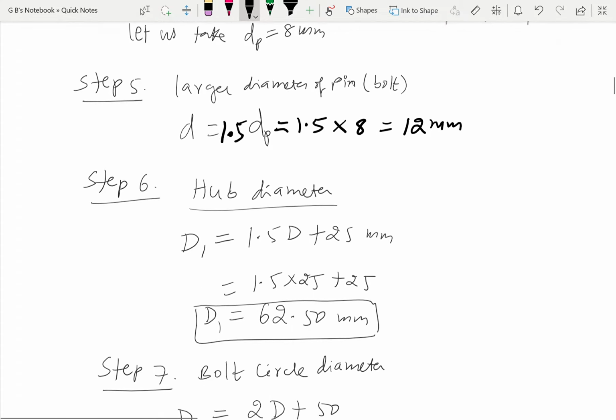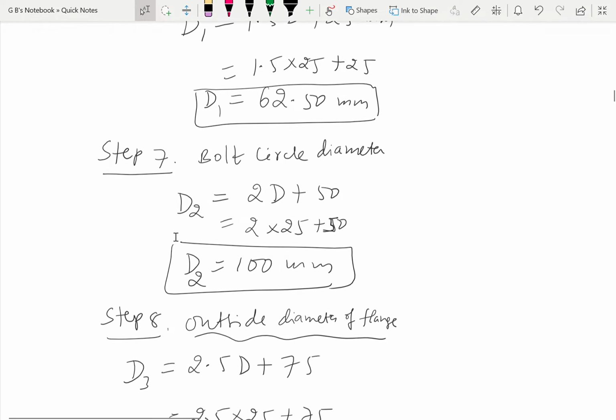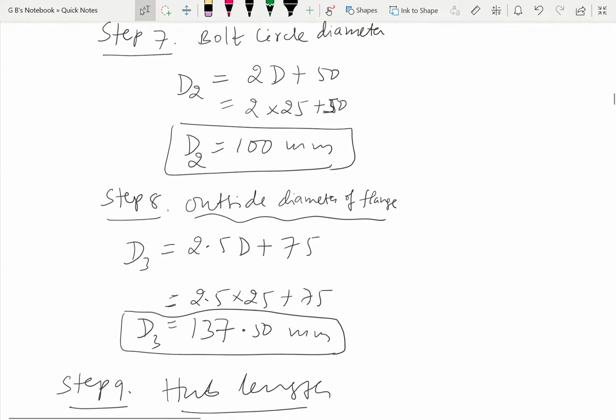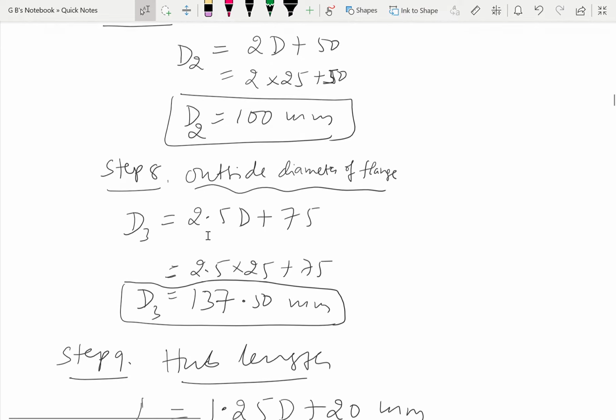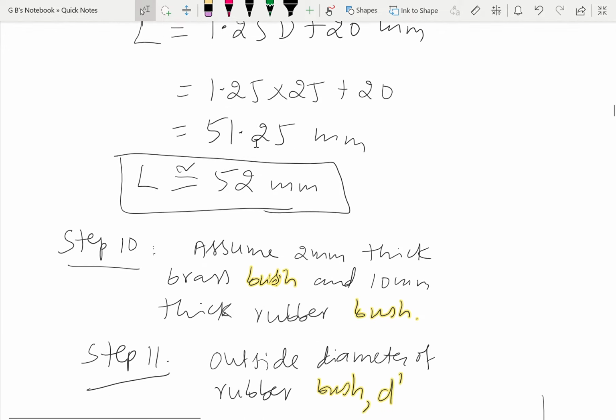Okay, so next step 6, hub diameter. D1 is equal to 1.5 times diameter of the shaft plus 25 mm. We get D1 is equal to 62.50 mm. Bolt circle diameter, that is step 7. D2 is equal to 2 times D plus 50. D2 is equal to 100 mm. Then outside diameter of flange, D3 is equal to 2.5 times D plus 75. That is 137.50 mm. Next, hub length is equal to 1.25 times D plus 20 mm. We get 51.25 mm. So let us take 52 mm.